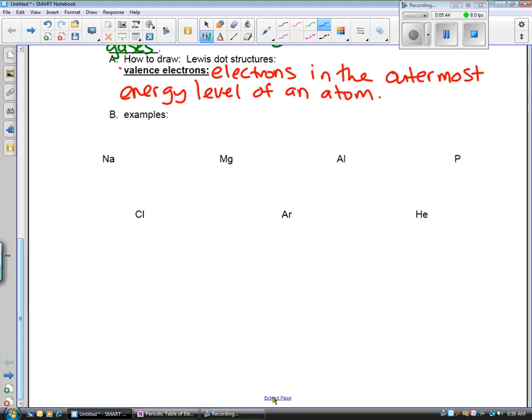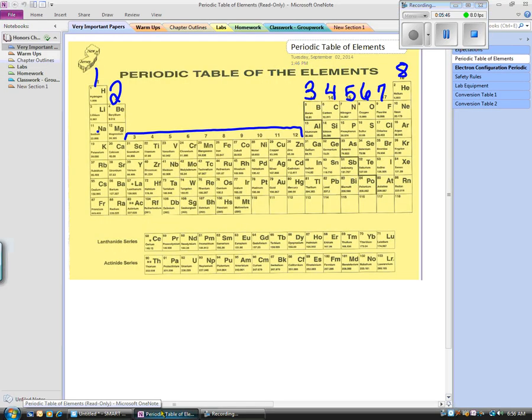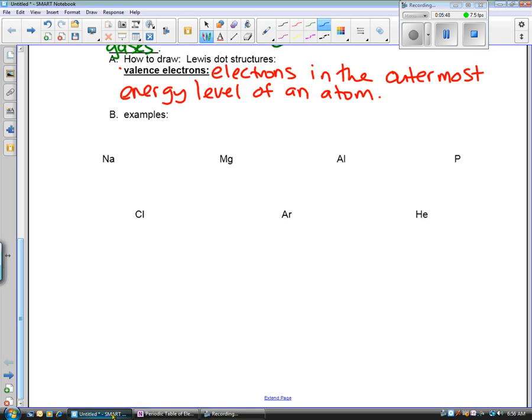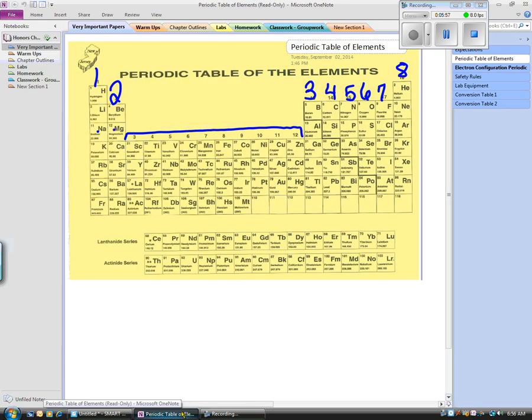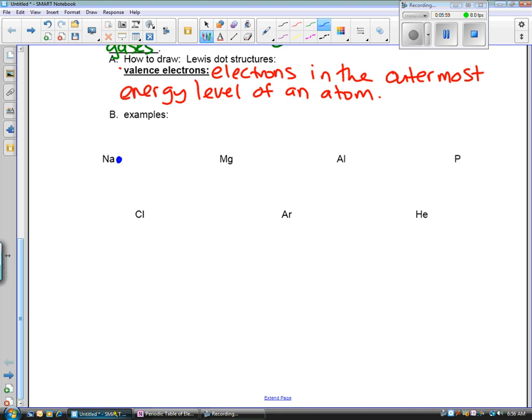So sodium, I'll go back over here, it's right here, one electron. So we draw one dot. You might see this as Lewis dot structures. Magnesium, right here, second one, has two dots. Now, the trick is you want to make sure that you spread them out before you start doubling up.